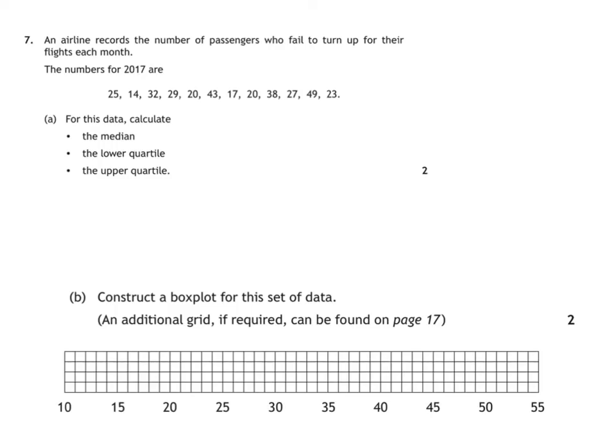Question 7, here we go. So we have an airline records a number of passengers who fail to turn up for their flights each month. The numbers for 2017 are as follows. And I'm not going to read them out right now. For the data, we need to calculate the median, lower quartile, and upper quartile. And then once we've done that, we have to make a box plot. But before we can do that, we need to do our 5-figure summary. So it doesn't do any harm to do our extra data too.